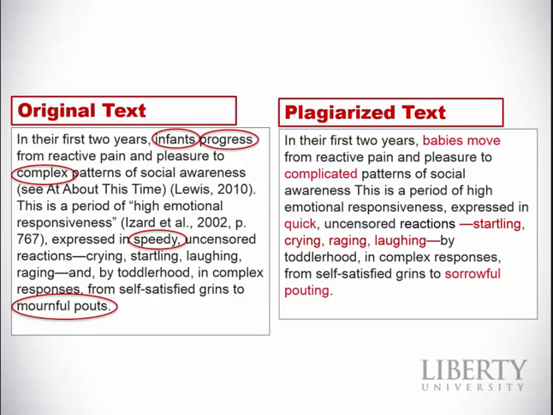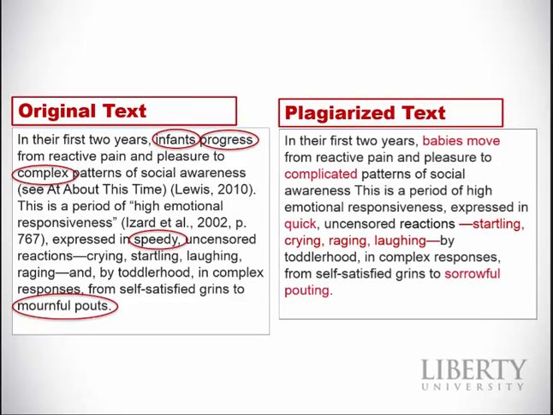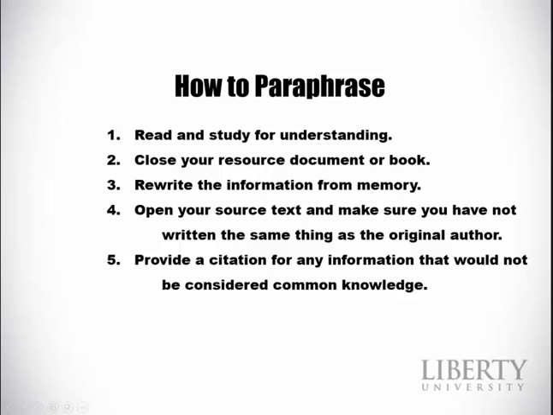If a student submitted this as their own work, the likely result would be a score of 0 for the assignment, and the instructor might even find it necessary to file a Code of Honor report with the university. So what can you do to avoid this situation? Here are some guidelines to help you paraphrase properly. First, read and study for understanding. Next, close your resource document or book.